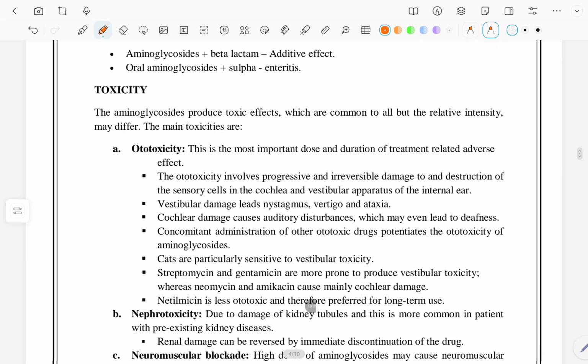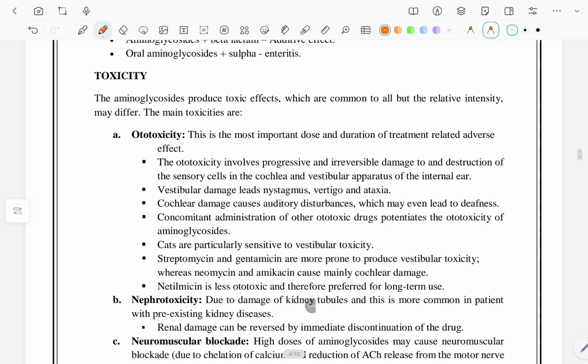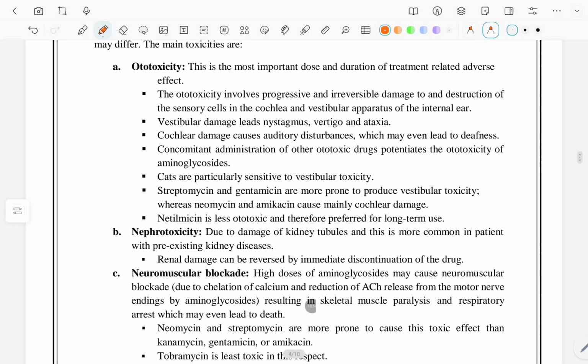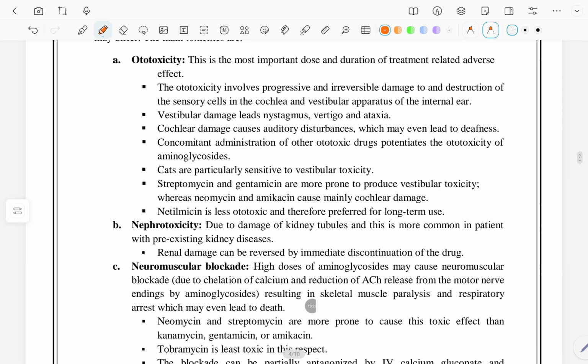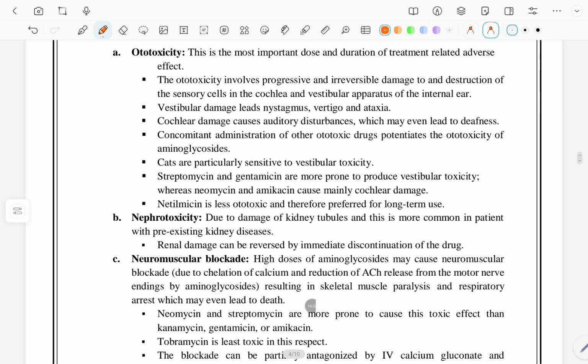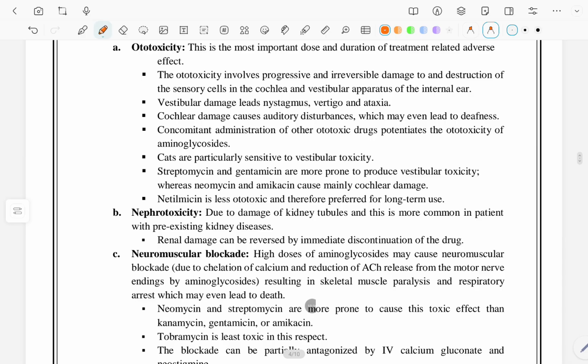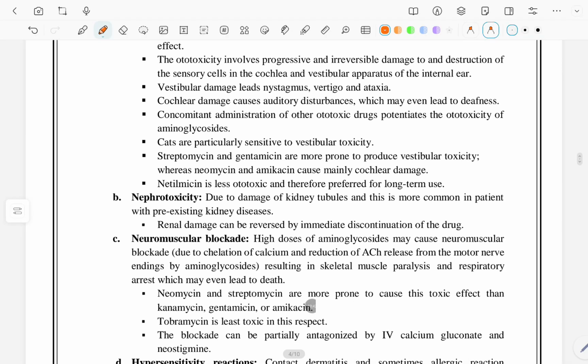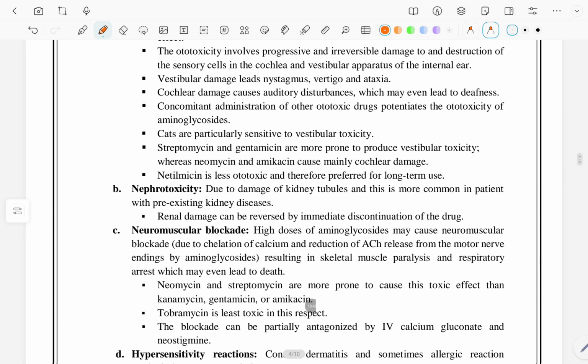Toxicity. The aminoglycosides produce toxic effects which are common to all, but the relative intensity may differ. The main toxicities are ototoxicity. Ototoxicity is the most important dose- and duration-of-treatment-related adverse effect. It involves progressive and irreversible damage to and destruction of the sensory cells in the cochlea and vestibular apparatus of the internal ear. Vestibular damage leads to nystagmus, vertigo, and ataxia. Cochlear damage causes auditory disturbance, which may even lead to deafness.